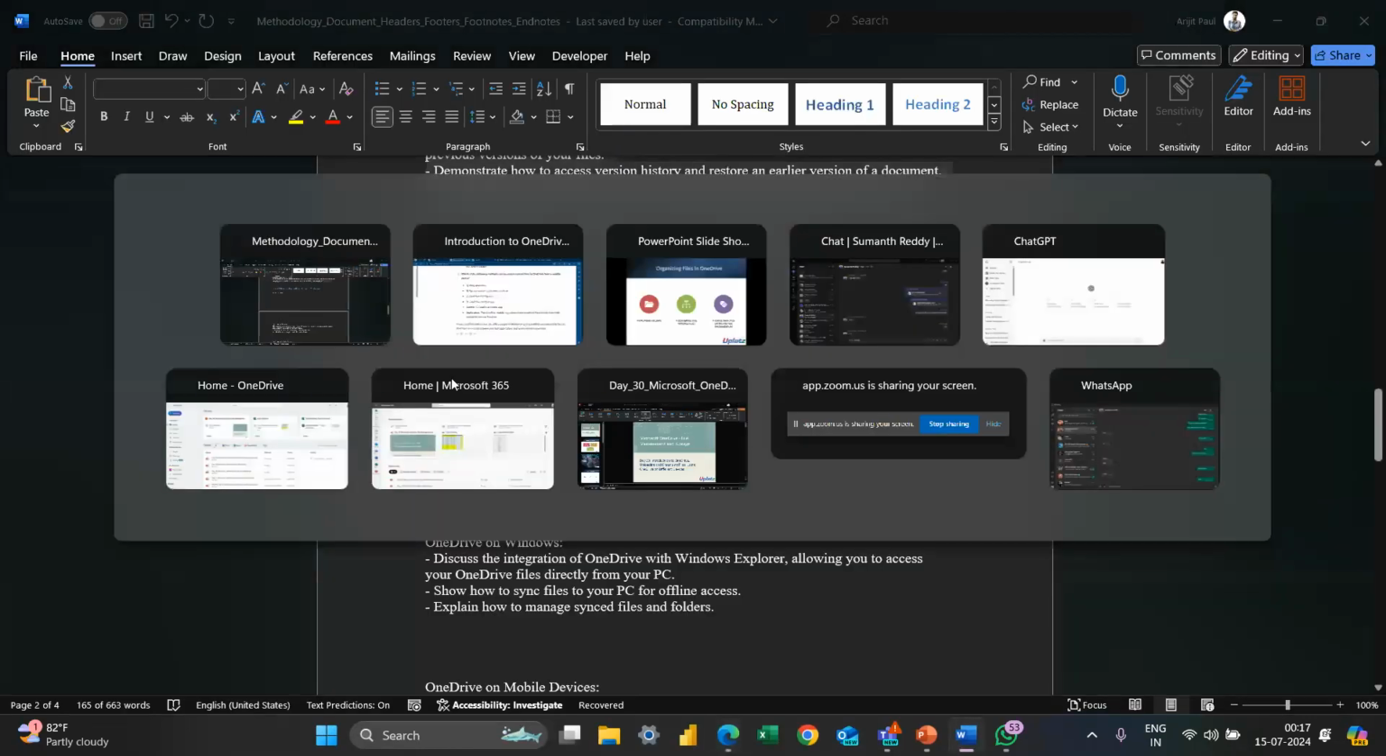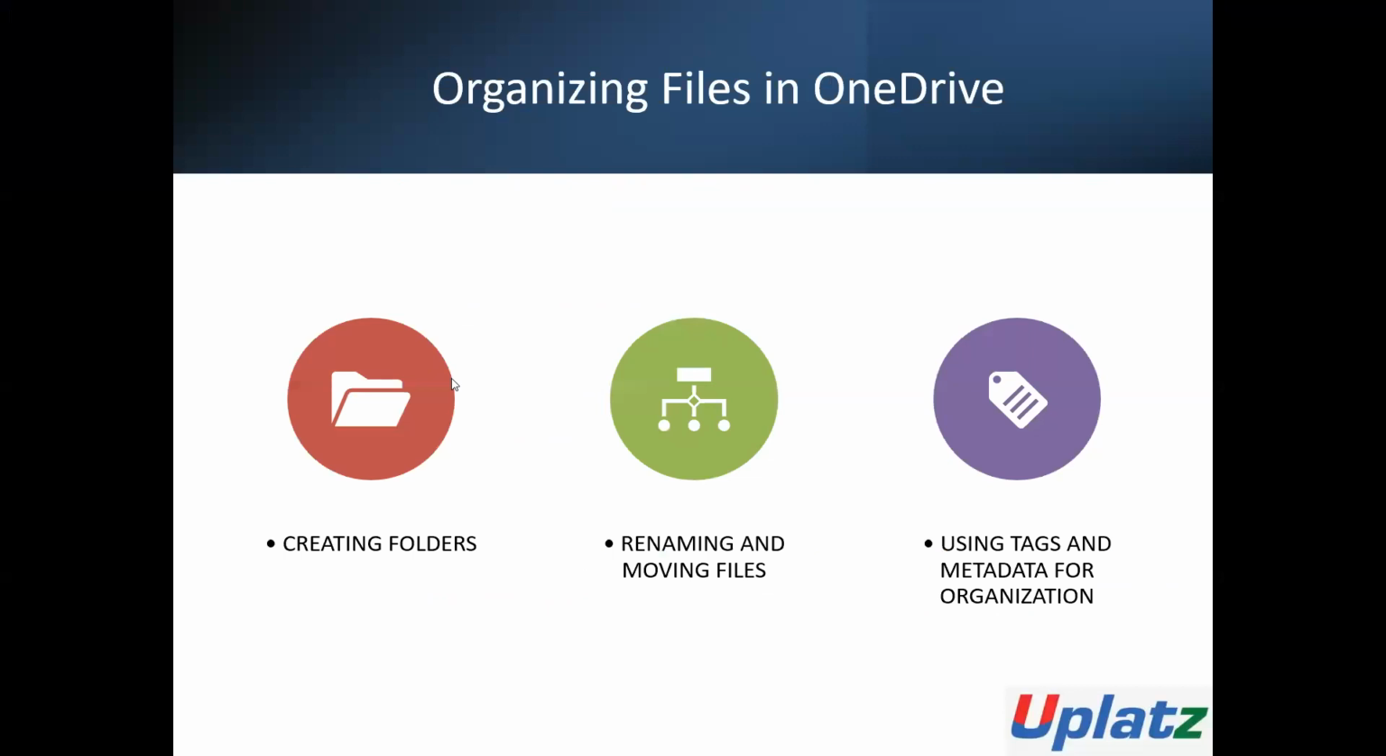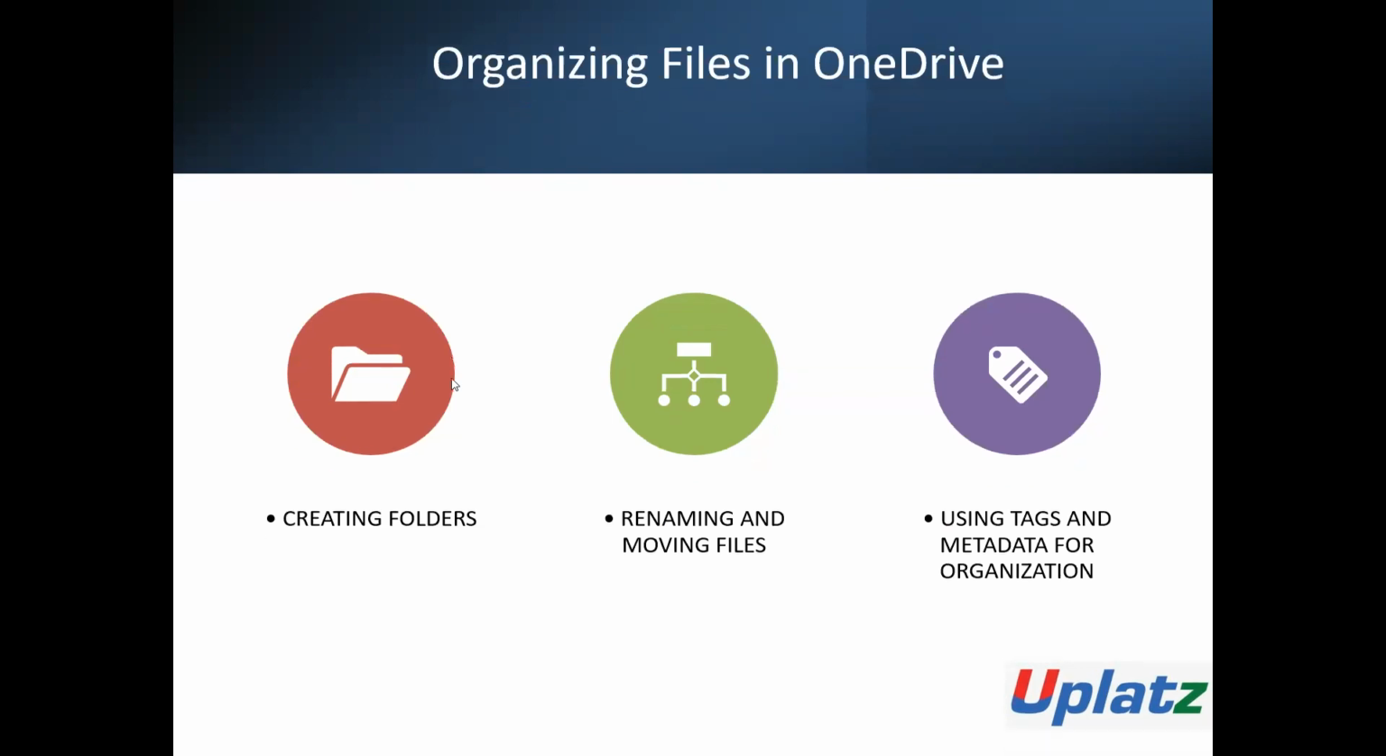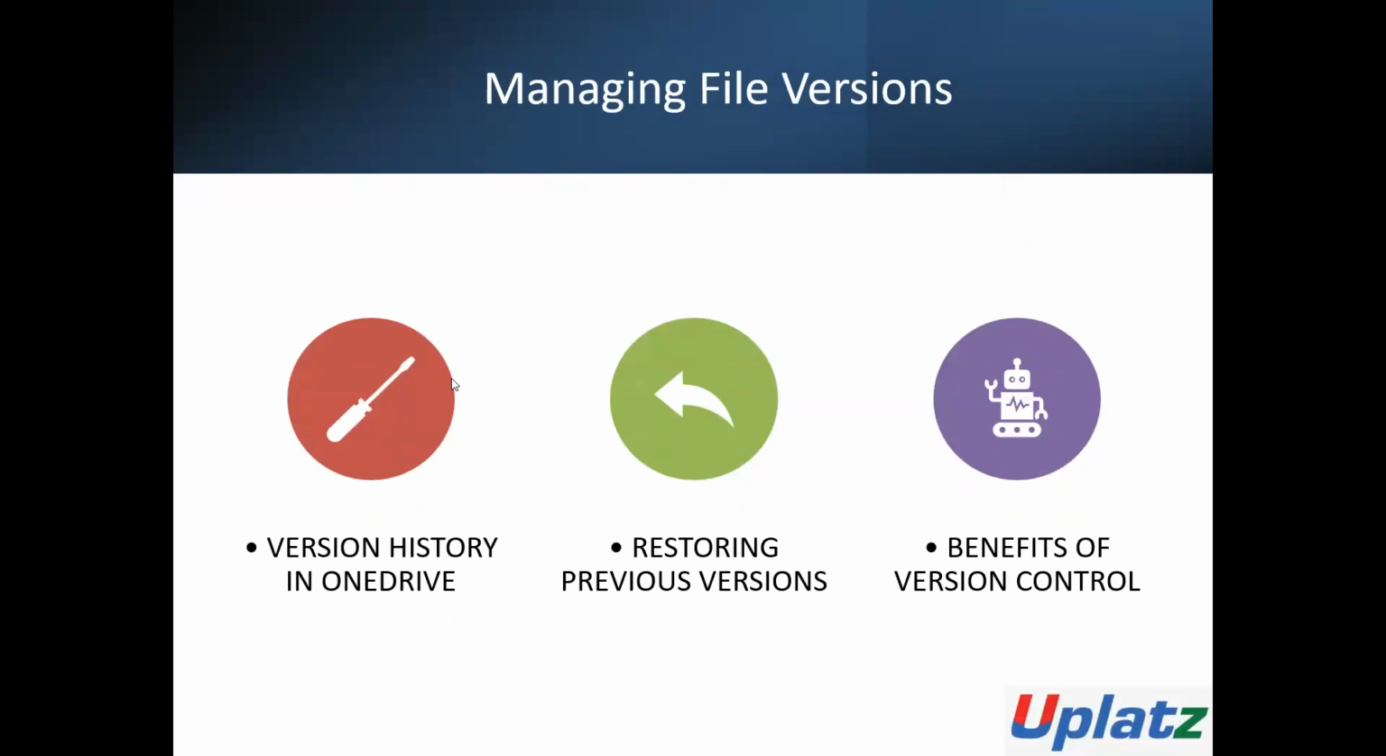If I'm going to the next part as well, we can just go into the capabilities of OneDrive, and we can organize these files in OneDrive in an end-to-end process. So if we're moving into the options, we see that we are managing file versions as well. And we see that we have certain versions of OneDrive placed in an end-to-end manner, where we have the version history and OneDrive restoring previous versions and the benefits of version control as well.